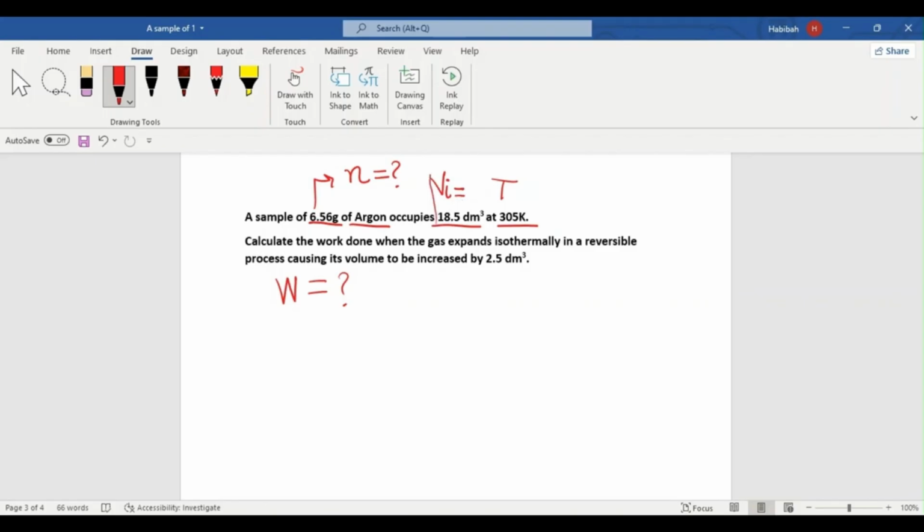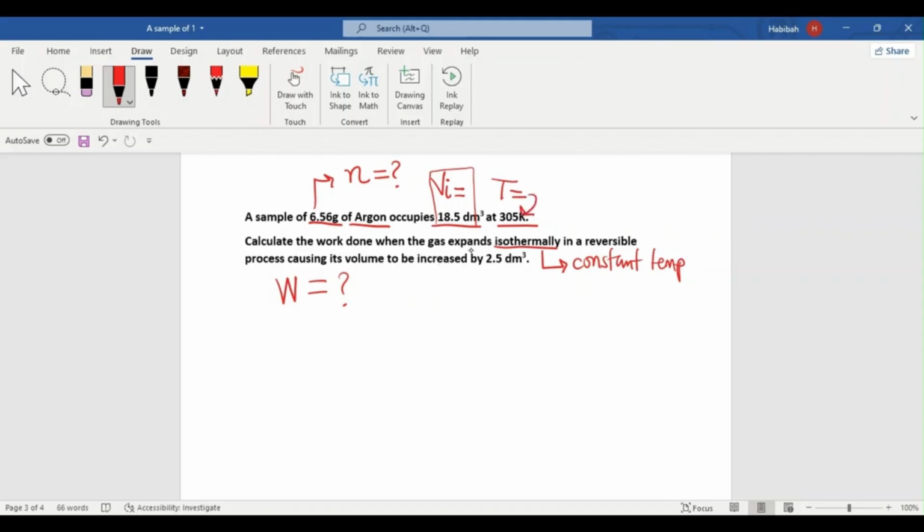That basically is what this one is in the box. And then it said expands isothermally. So that is constant temperature. Constant temperature would also just mean the change in temperature is zero. So during the entire process, the temperature is going to remain the same. That's going to be this information right here.